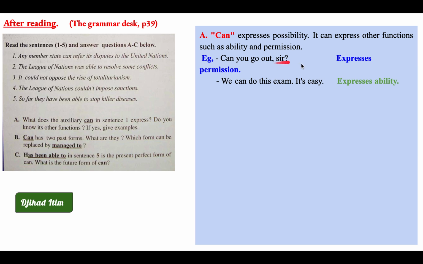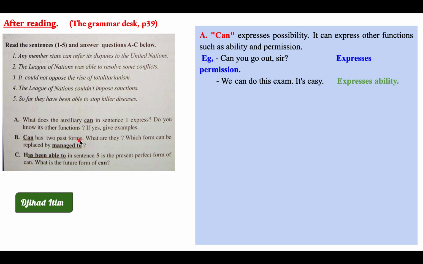Example 4, permission and ability. Can you go out, sir? This expresses permission. He or she is asking for permission. We can do this exam. It's easy. It is expressing ability. They are able to do the exam. Okay.